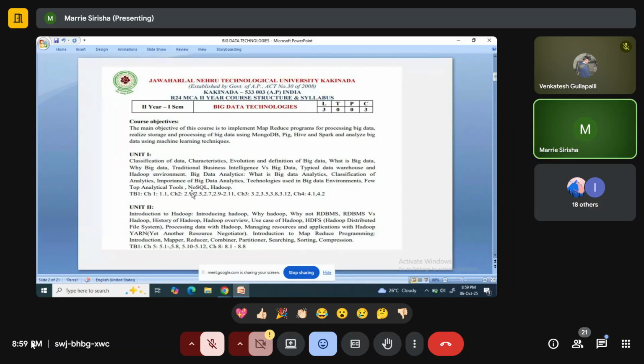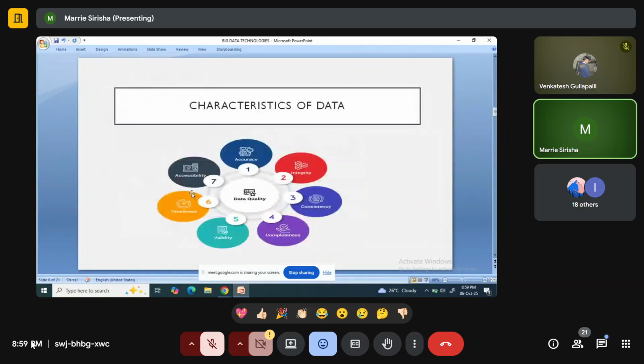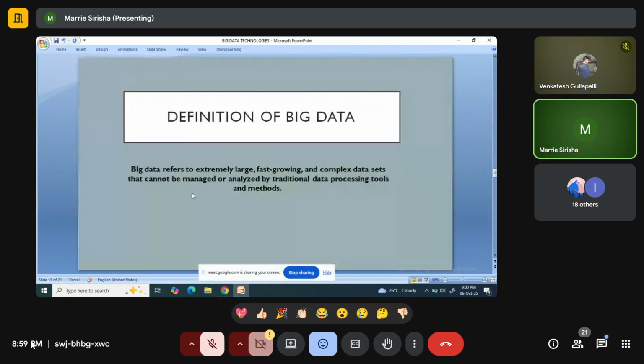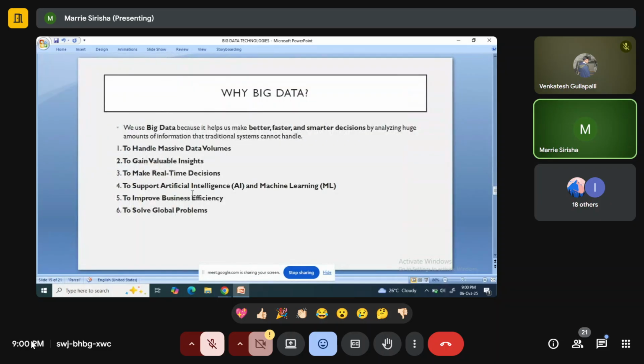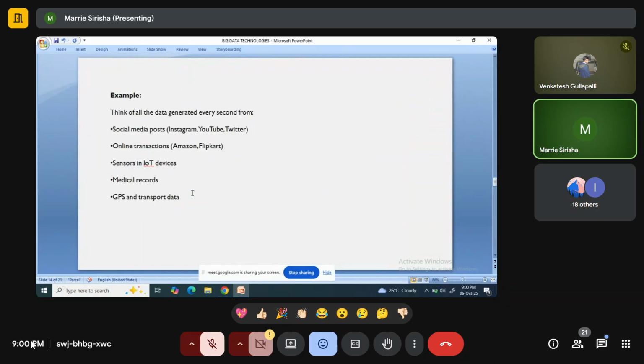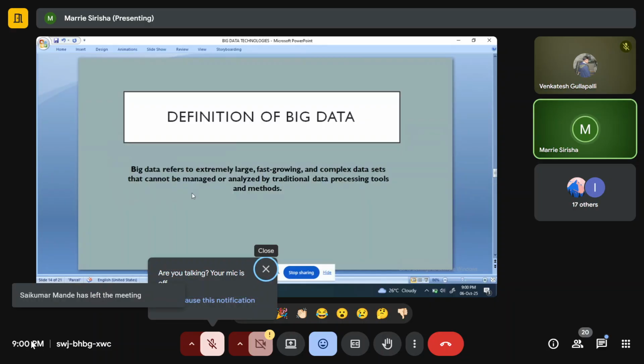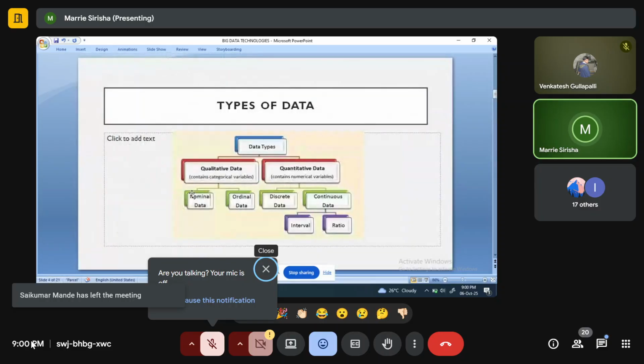And where this big data is applied, as I told you, you need this in finance and banking, healthcare, e-commerce, telecom, government, whatever you take. So this is what today's session is about.